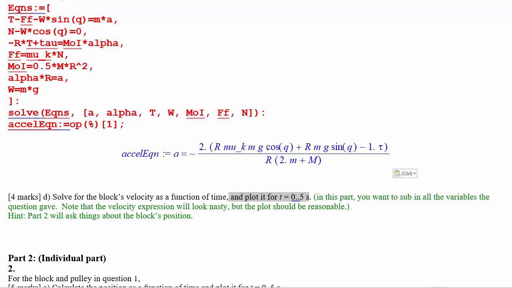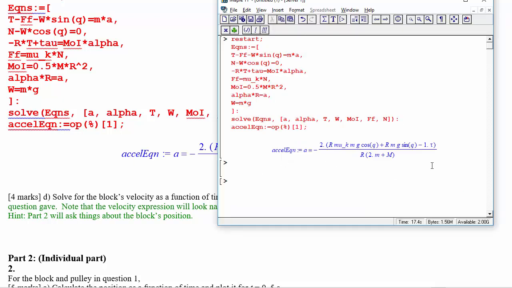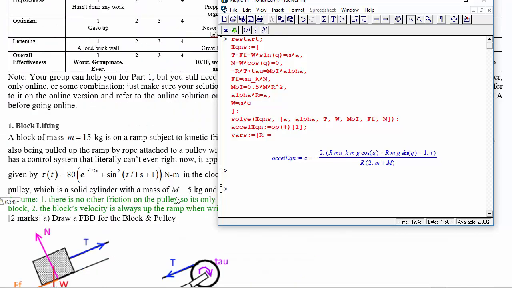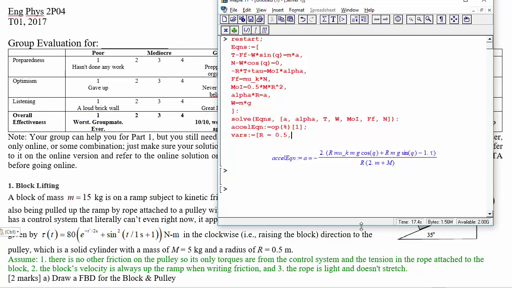To do this, we're going to need to substitute in the constants. So what I'm going to do is make a new list which has all the variables in it. So what do we need? We need R in this problem, which is 0.5. Little m is 15. G is 9.81. We'll need to tell it that. Q, the angle, is 35 times pi over 180.